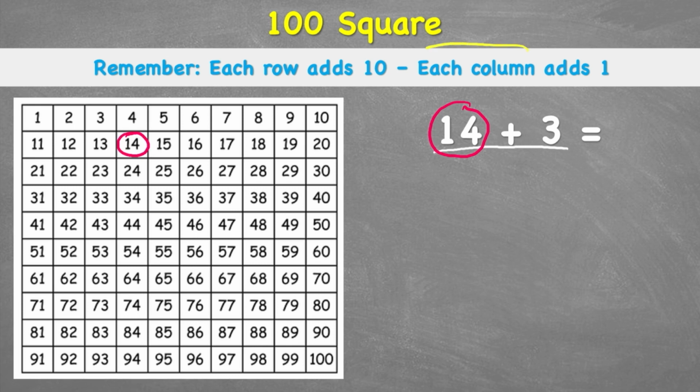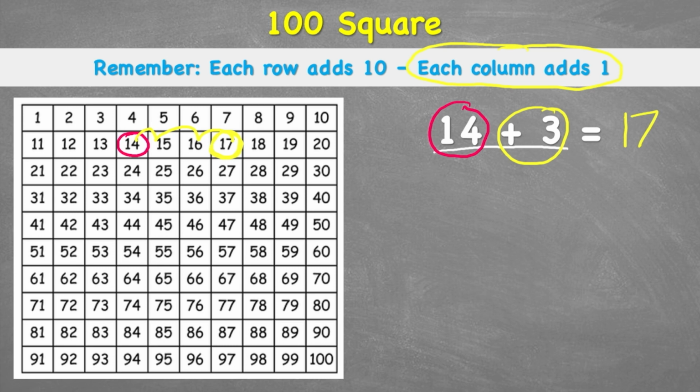So let's look at our second tip. Every time we come along a column, we're adding 1. So to add 3, all I'm going to do is make 3 jumps. 1, 2, and 3. And I'll circle this new number. And that's our answer. So therefore, 14 plus 3 equals 17. It's as simple as that.